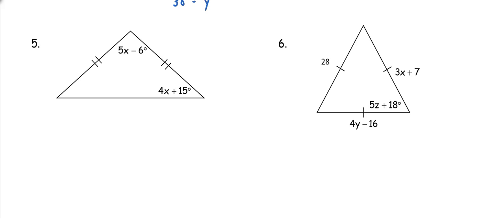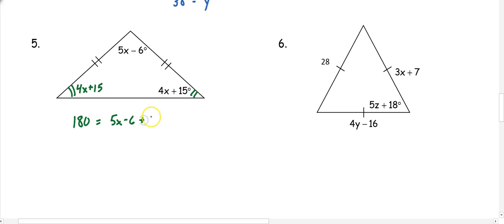Number 5, now I have a triangle that's isosceles, and I have my two congruent legs, which means my base angles are congruent. So this missing angle is also 4x plus 15. So to solve for x, I know they're all equal to 180. So 180 equals 5x minus 6 plus 4x plus 15 plus 4x plus 15.